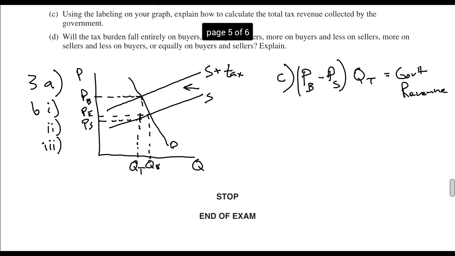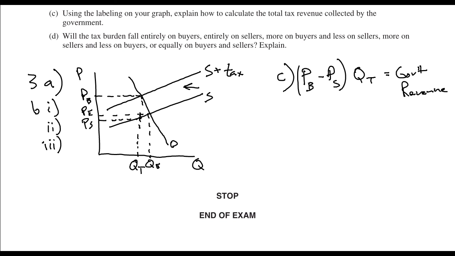Now the question is, will the tax burden fall entirely on buyers, entirely on sellers, more on buyers and less on sellers, more on sellers and less on buyers, or equally on buyers and sellers? Whew. In this case, we had relatively inelastic demand, meaning people are pretty much going to buy it at any price, and we had relatively elastic supply, which means sellers are going to be able to change their quantities at will, and really means they can pass on almost all the tax to the buyers.